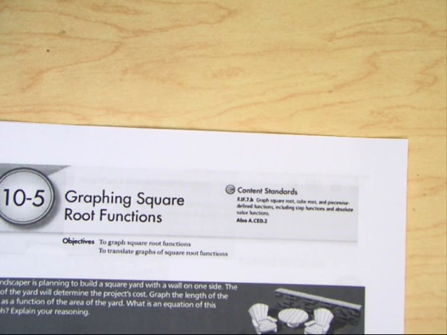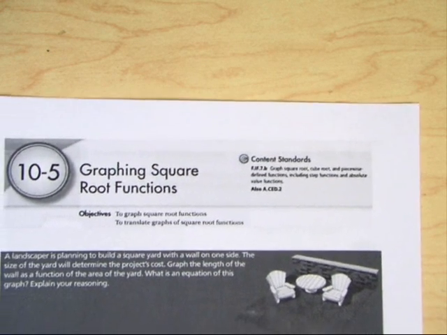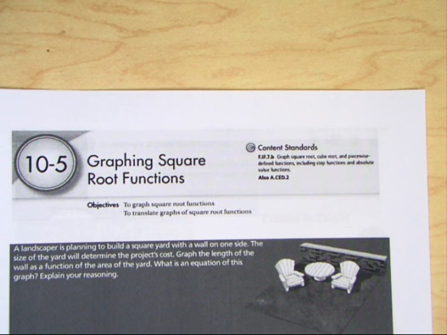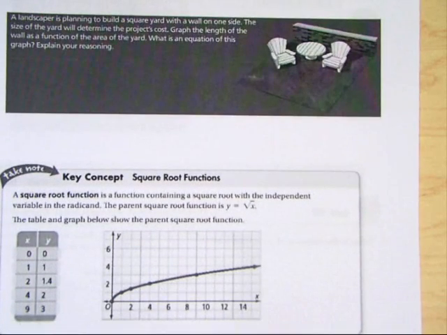As we move to Chapter 10, Section 5, we're going to talk about how to graph square root functions. We've been talking a lot about how to solve them, how to add them, how to multiply, how to divide them. Now we're actually going to move to an XY chart and learn how to graph them. Let's take a look at this key concept down here.